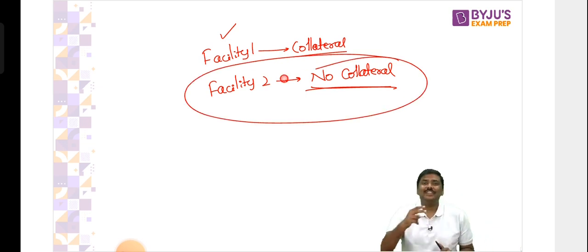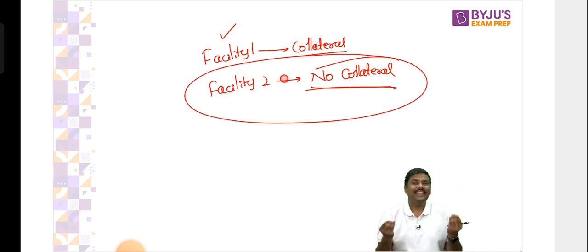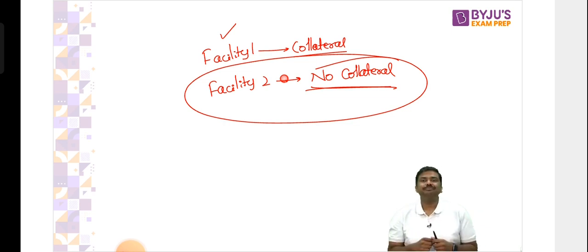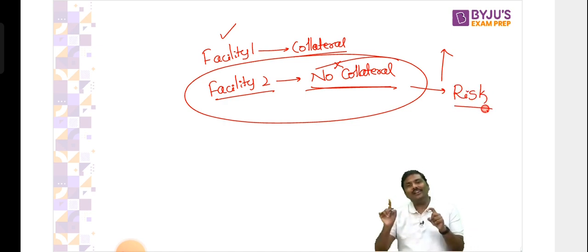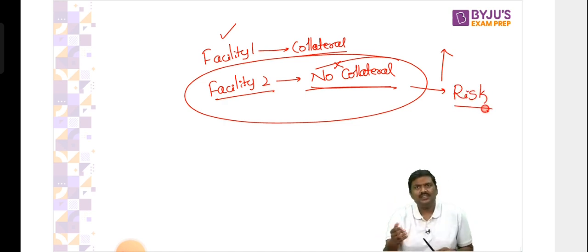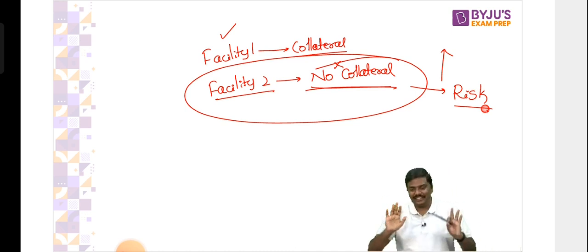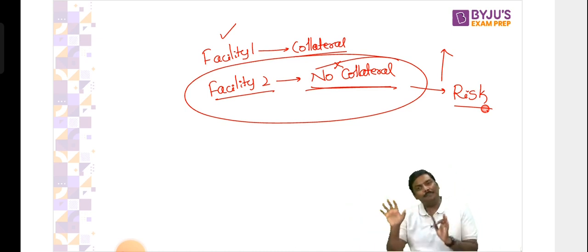Obviously, it has to be facility 2. Sir, why? Some of you are saying 1. Be very, very careful. Why is the rate of interest higher under facility 2? Reason is, if no collateral is provided, you take higher risk. Simple. Higher risk means returns should be higher. Interest rate should be higher. Does it make sense or not? That simple knowledge you applied, you will get the answer for it.